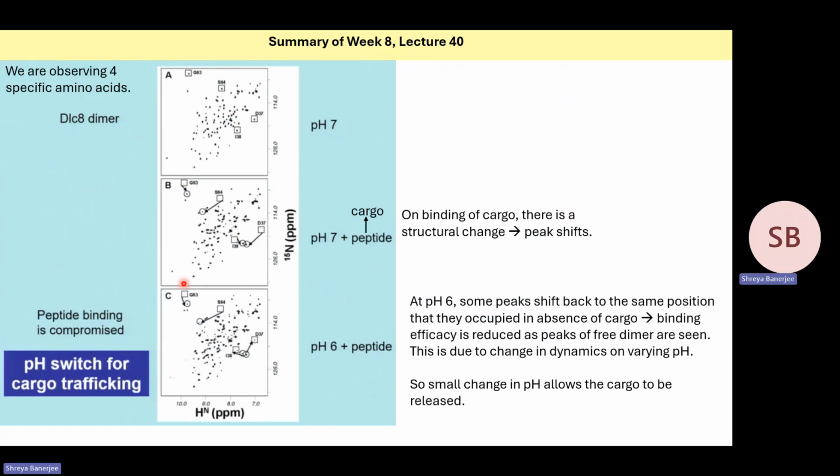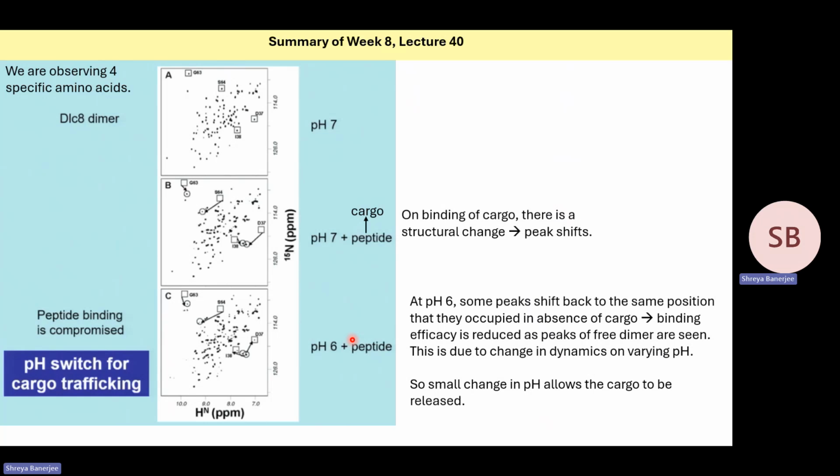So in this dynein, you are observing 4 specific amino acids. You can see a glycine, serine, aspartic acid, and isoleucine. It is shown by this square here. At pH 7, a dimer is there, and this is the free dynein molecule. When the dynein molecule is binding to the peptide, that is the cargo molecule, there is a structural change. You can see the peak that was initially in the square region is moving to this circular region. So there is a structural change on binding of the cargo molecule to the dynein molecule.